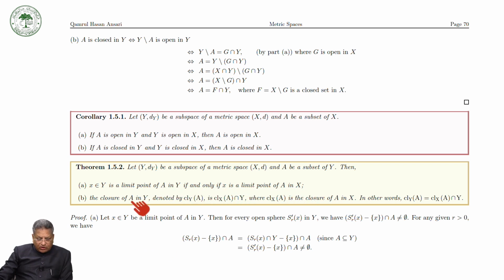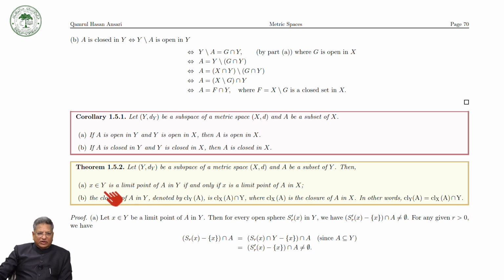And the closure of A, we are denoting the closure of A in Y, is equal to the closure of A in X intersection Y, where this is the closure of A in X and this is the closure of A in Y. In other words, you can say the closure of A in Y is equal to the closure of A intersection Y, same as in the case of the open set and closed set. Now let's prove the first one.